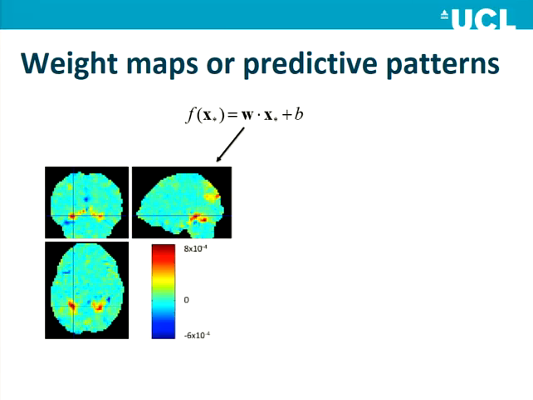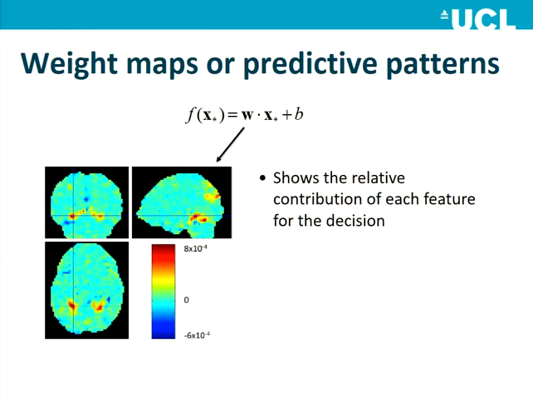I will not go into details because you have a talk later where Jessica will be going deeper into what you can say and cannot say about these weights. But I just want to briefly mention that this W can be visualized. It shows the relative contribution of each feature that we used for the decision or predictive function. And it's important always to remember that we cannot make local inference on it because it's a multivariate approach, but you'll be hearing more about that later today.